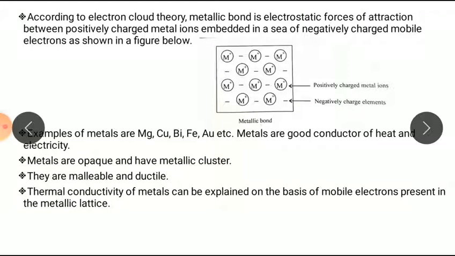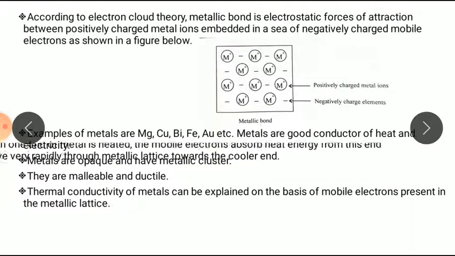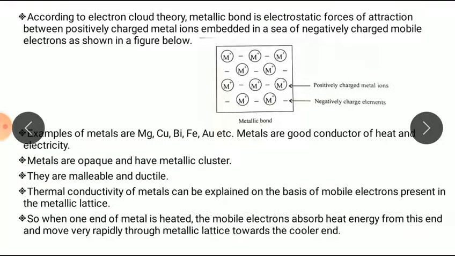Thermal conductivity of metals can be explained on the basis of the mobile electrons present in the metallic lattice. So when one end of a metal is heated, the mobile electrons absorb heat energy from this end and move very rapidly through the metallic lattice towards the cooler end.